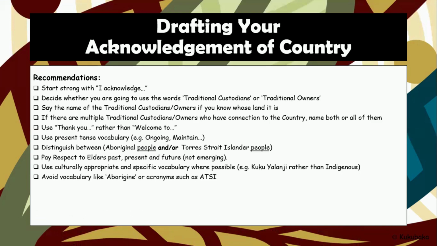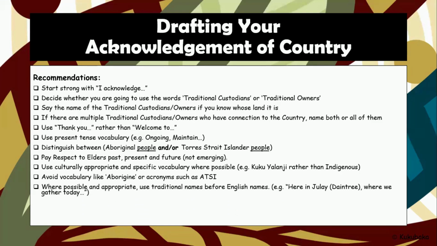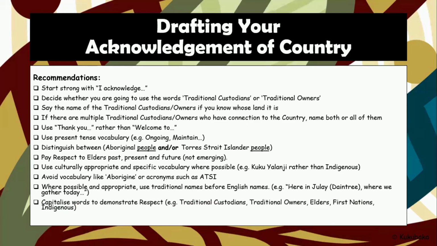Avoid vocabulary like Aborigine or acronyms such as ATSI. Where possible and appropriate, use traditional names before English names. For example, here in Jule, also known as Daintree, where we gather today. Capitalize words to demonstrate respect. For example, traditional custodians, traditional owners, elders, First Nations, Aboriginal, Indigenous. And finally, decide if you are going to also acknowledge other First Nations individuals who may be present.